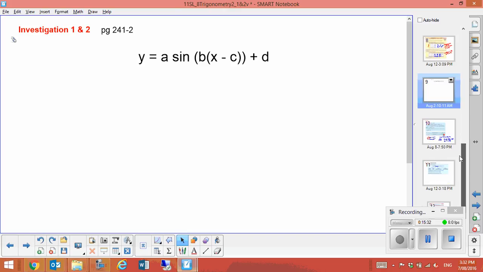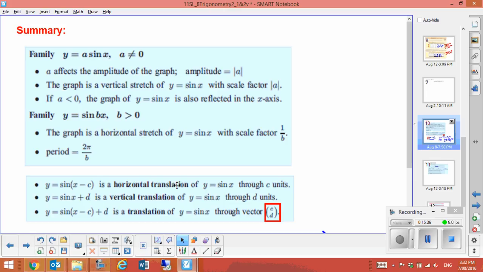So now at the beginning of class, there's a quick summary. This is the summary of the textbook. The amplitude A is affecting the amplitude. Note you'll often see that written as the absolute value because your amplitude is always a positive number. So that's your vertical stretch. B is that horizontal stretch, and that affects your period.